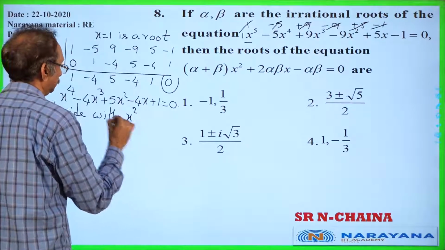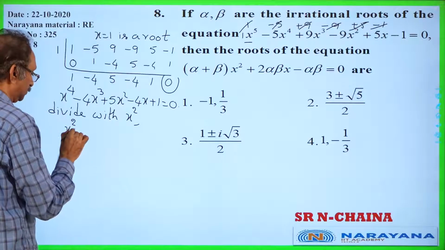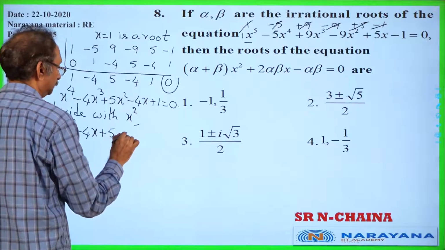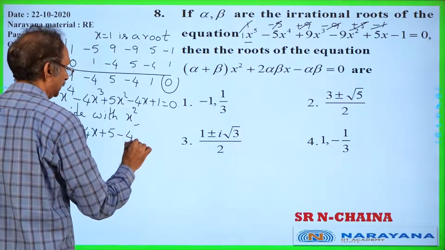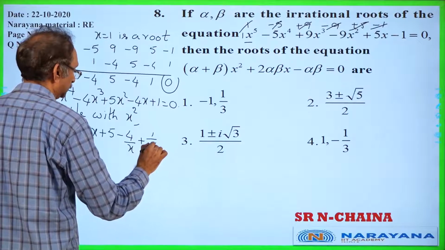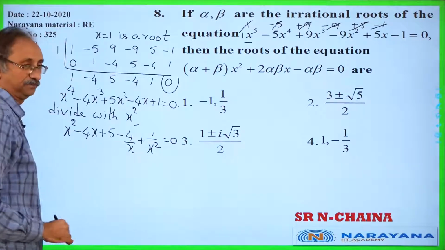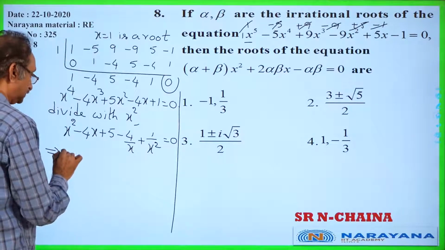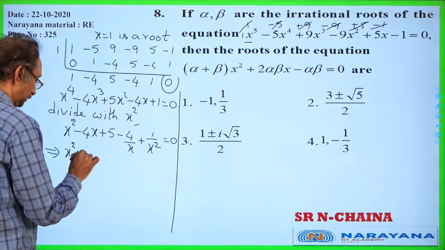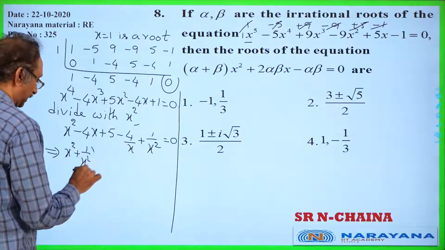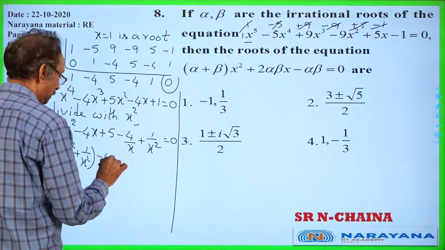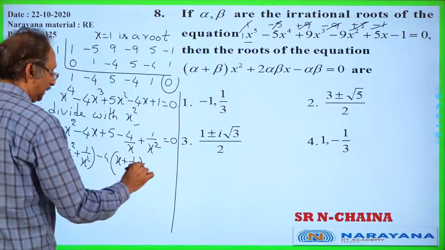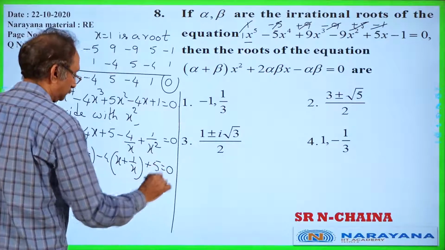Divide with the x square. So this becomes x square minus 4x plus 5 minus 4 by x plus 1 by x square is equal to 0. And rearrange the terms: x square plus 1 by x square minus 4 into x plus 1 by x plus 5 is equal to 0.